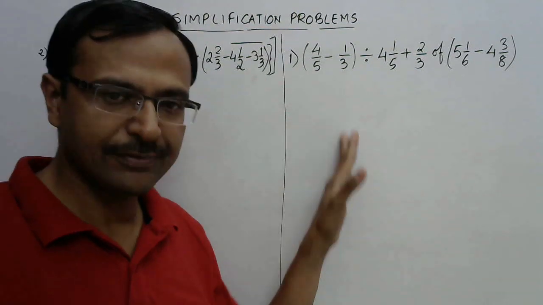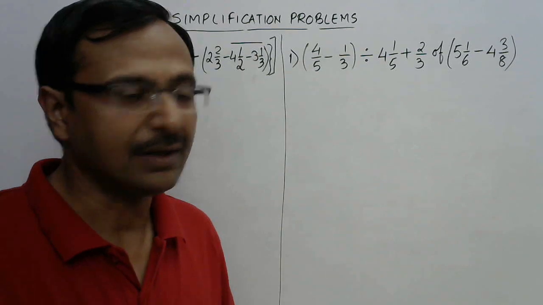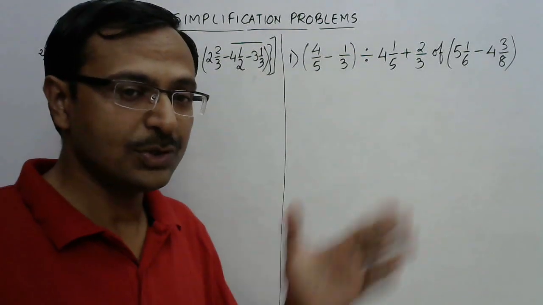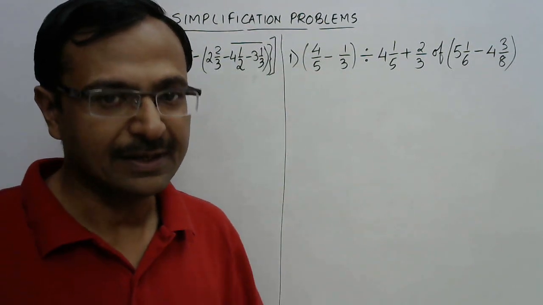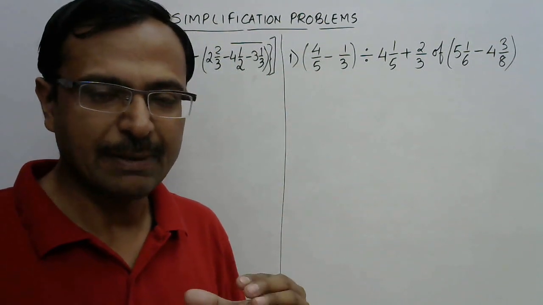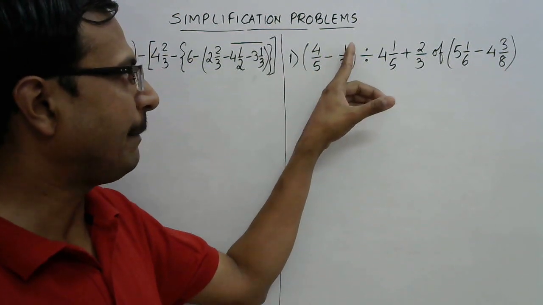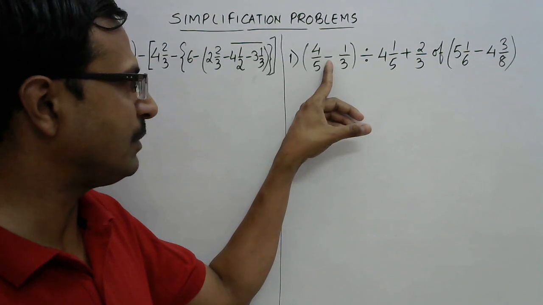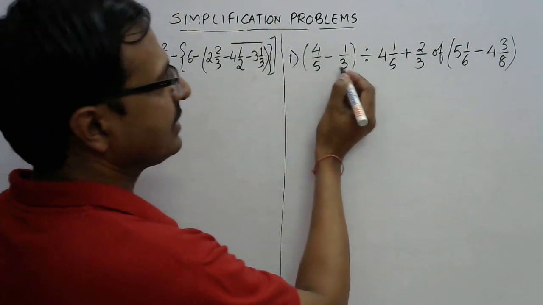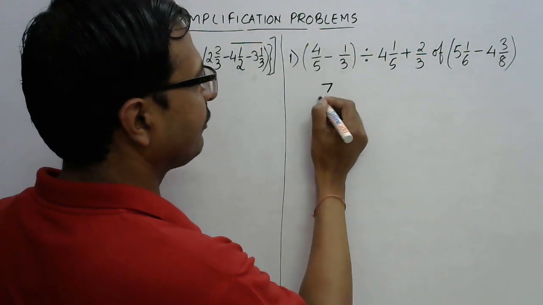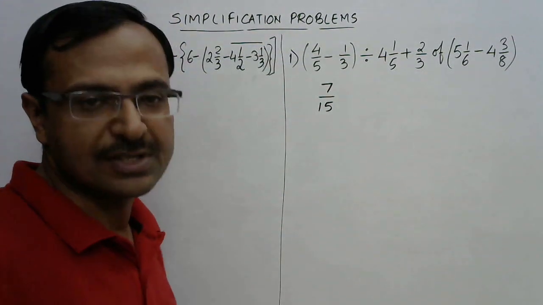Okay, in the course of solving this question, I'll tell you some shortcuts through which you can add and subtract rational numbers. Like 4 by 5 and 1 by 3, you don't need to take the LCM. Why? Because 5 and 3 are co-prime, so their LCM will be their product. So you need to just cross multiply in the numerator. 4 3s are 12, 5 1s are 5. So 12 minus 5, because we have a negative sign in between. So 12 minus 5 is 7, and in the denominator we have 5 3s are 15. So 7 upon 15 is what we obtained on simplification of the first bracket.